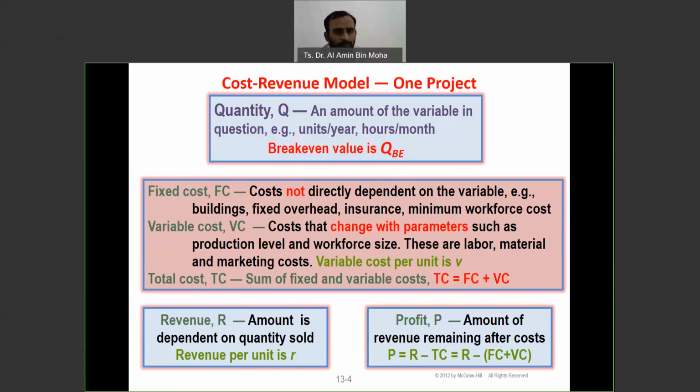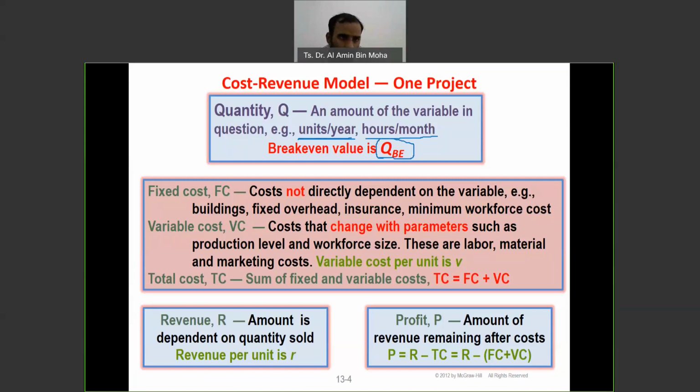So this is the cost revenue model for one project. You can see there is a Q for quantity. What is Q? Q is the amount of the variable in question, in the case given to us, units per year. How many units of the product can be manufactured? Or how many hours per month, for example. And the break-even value is QBE, quantity break-even.